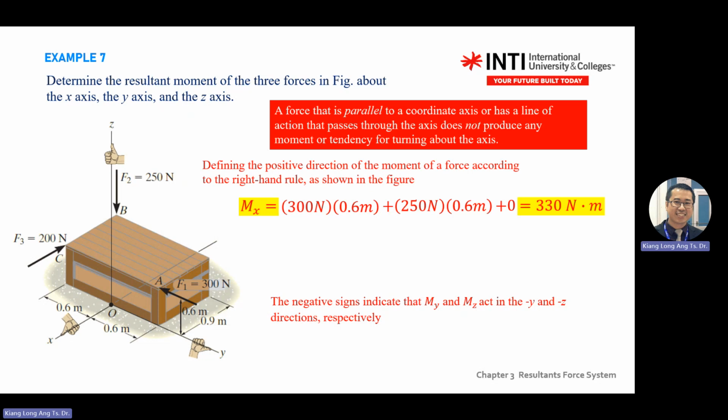So that's why it's positive. If you stand at x and look at F1, F1 will also try to turn anticlockwise. If you view from x, your thumb will be pointing to your face. This tells you where the positive direction is. Then what happens to F3? If the force goes parallel with your line of eyesight, it does not create any moment.